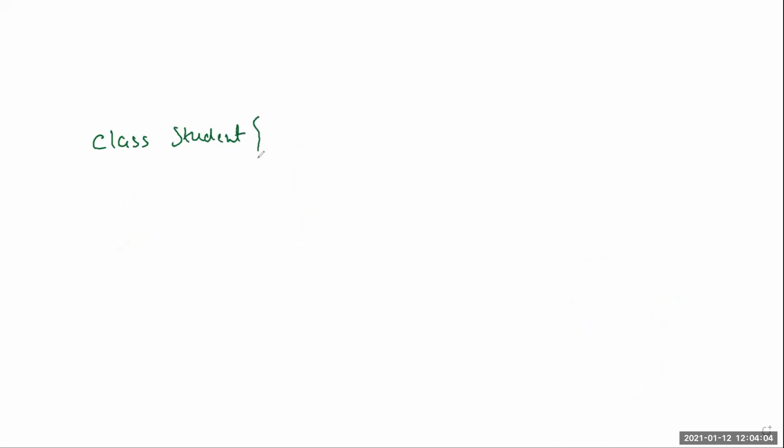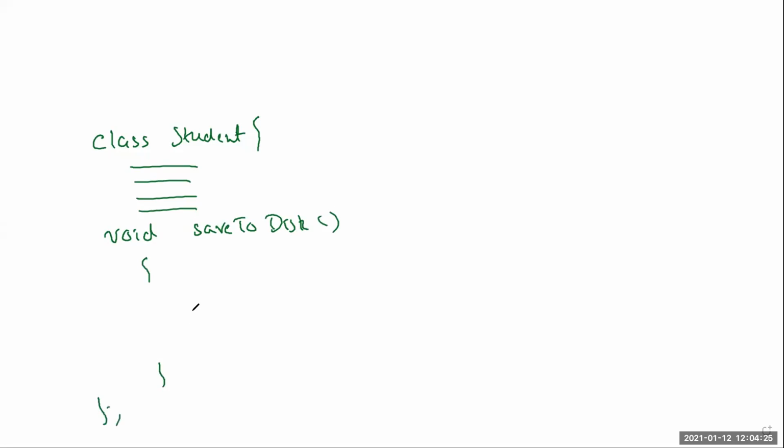Okay, it has all the data that I showed you. It has data, it has all the functions which are there. I will just be adding one more function in this class. Suppose in this class I make a function void save to disk, and within this function I will write the code which will save it to disk.